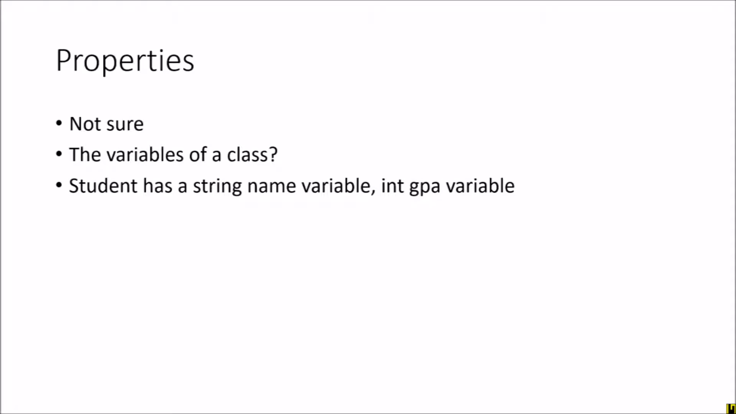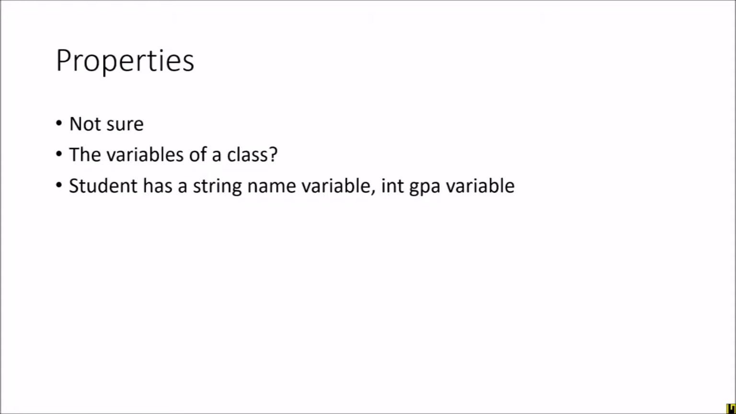Properties, I saw this on the schedule and I wasn't that sure what it was asking for, like class properties. I don't know what that is. I'm thinking that it means what a class is made of, such as the variables of a class. For example, a student would have a string name variable, could have an int GPA variable.